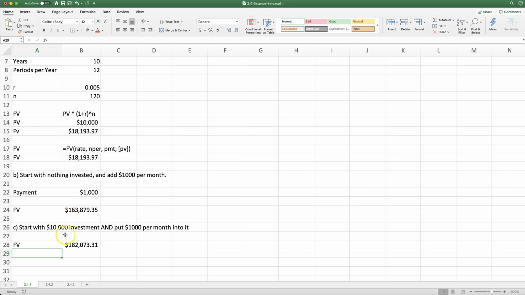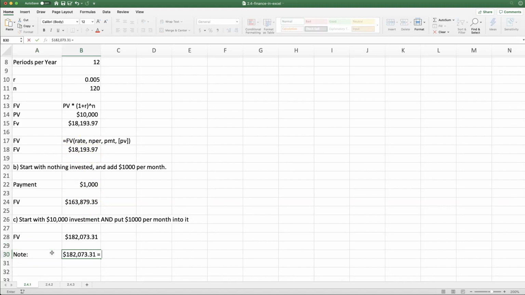Notice that $182,073 is the same as $163,879 plus $18,193. Combining the initial investment with the annuity is exactly the same as just adding the two future values. First, just having the initial investment. Second, only having the annuity. It's the same as doing them both in the same formula. Using Excel to compute future values with built-in functions is a great alternative to manual formulas and avoids human error.